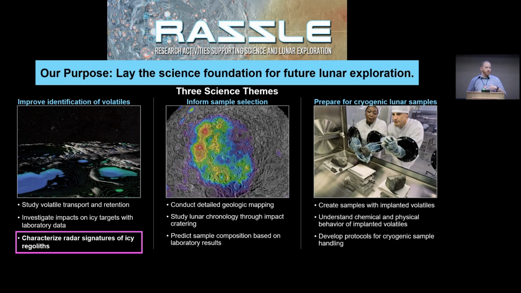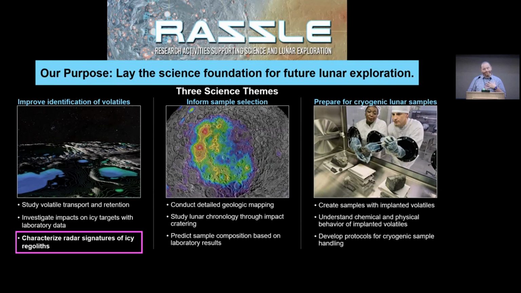We have 3 primary science focuses, all of them to facilitate the future of lunar exploration. I'm primarily under the volatiles focus, and my specific task is to characterize the radar signature of icy regoliths. Now, if you know something about radar, you might be thinking to yourself, we know how water ice looks in radar. And I would go, do we?